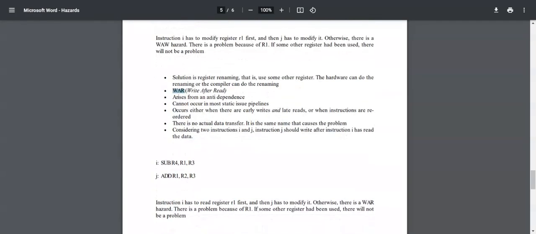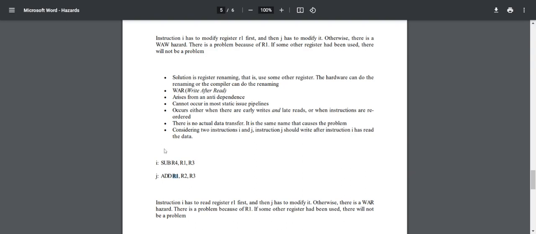The last one is write after read. Now to understand write after read, let us look into these two instructions. First one is subtract R3 from R1 and store the result inside R4. Then inside the next instruction, that is instruction J, you are adding the values of R2 and R3 and storing the result inside R1. Hope you have got it.